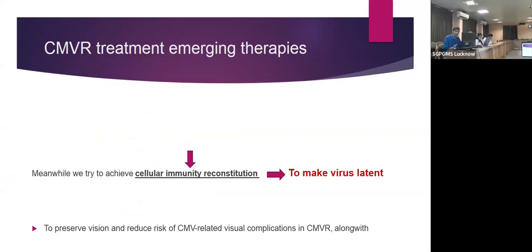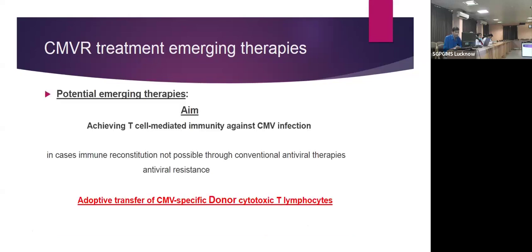So why are we giving drugs? Why can we not upregulate the immunity itself? If the virus is replicating because of depressed immunity, we can upgrade the cellular immunity so that it can again go into latency. There are a few options that have been tried with good results, but prospective trials are not there. One is T cell mediated immunity.